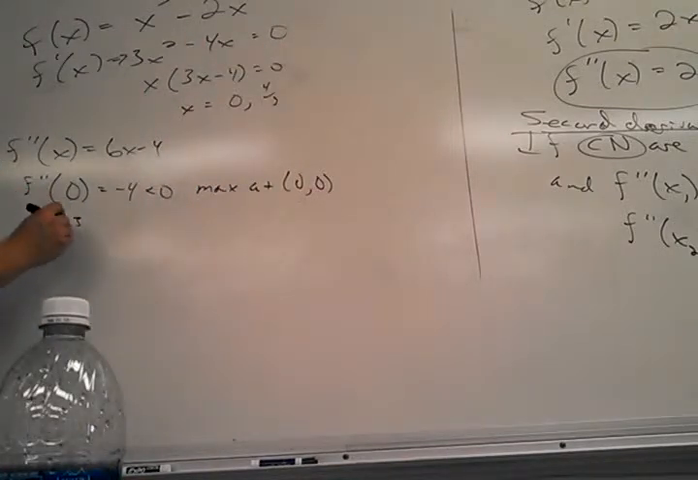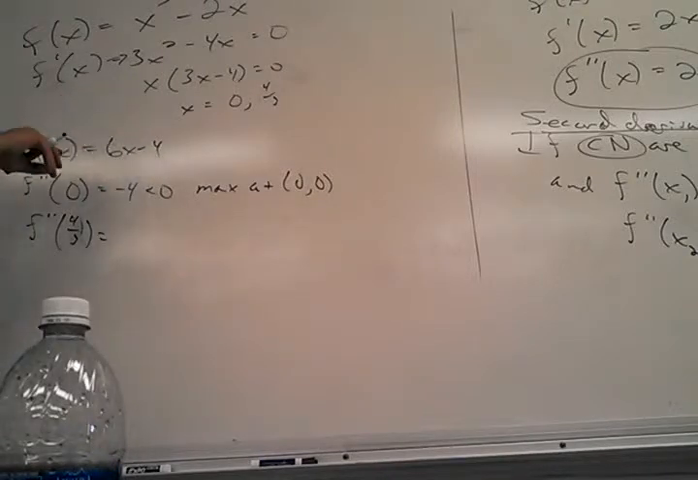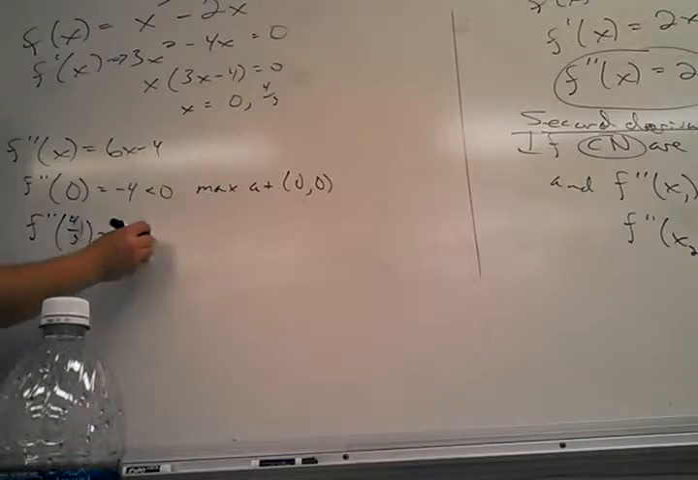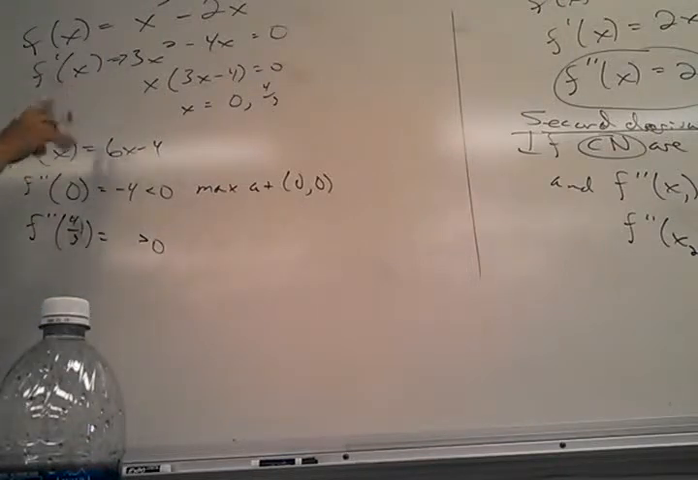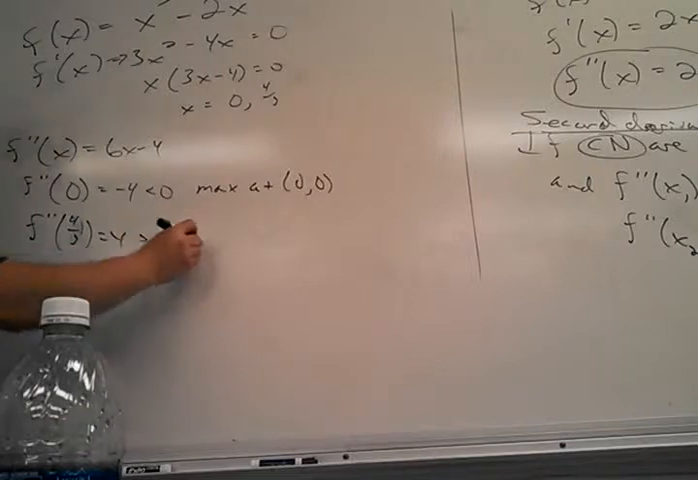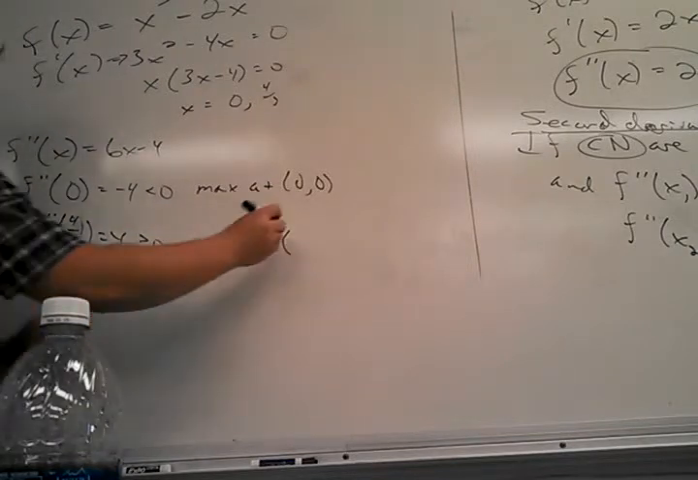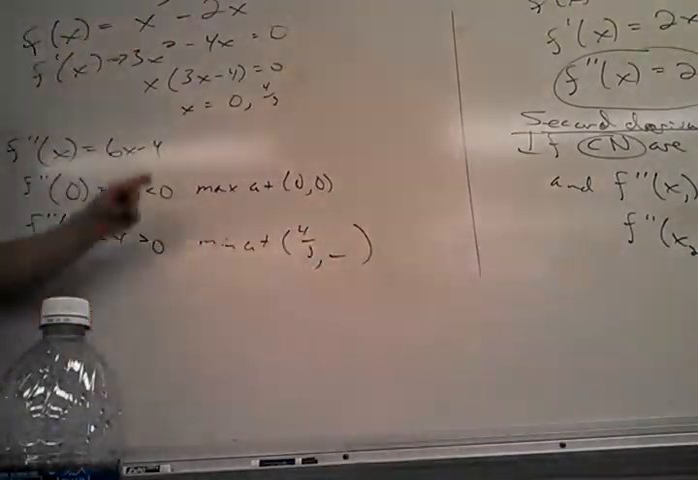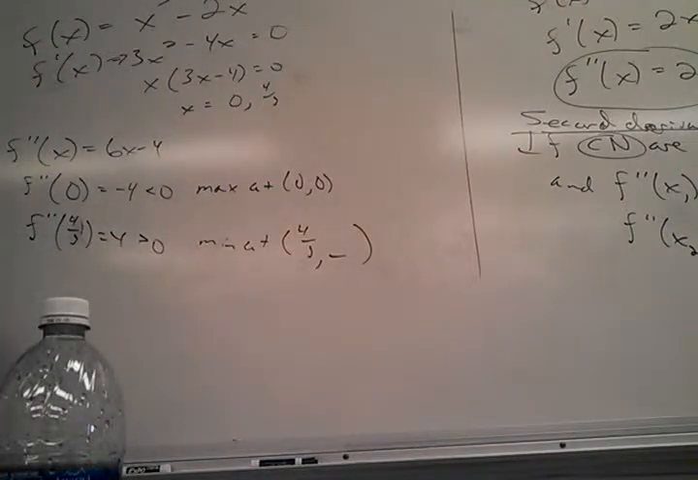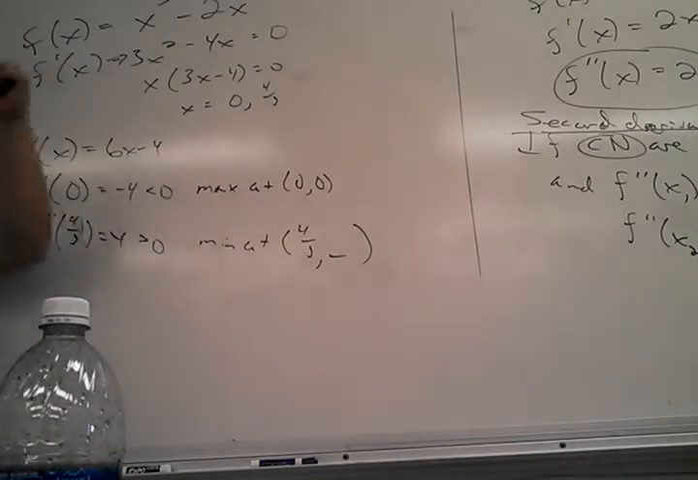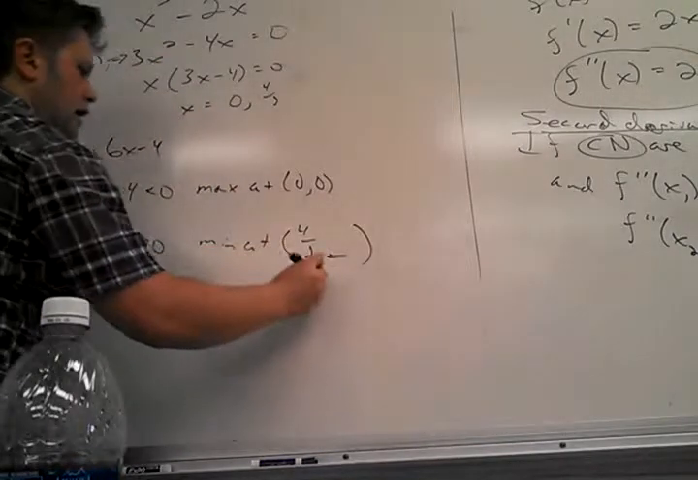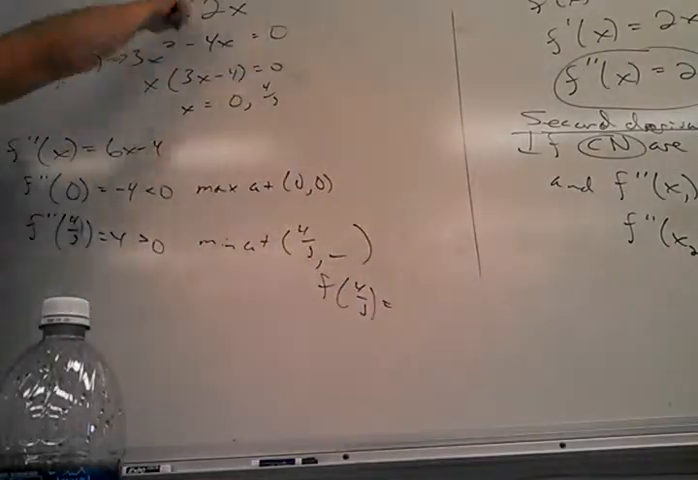What's f double prime of 4/3? It's a positive number, greater than 0. What is it? 4. Yay! So this will be a min at 4/3, comma something. Just plug 4/3 in there. Where do you plug in the 4/3? Into the original. So you say f of 4/3 and plug it in there.